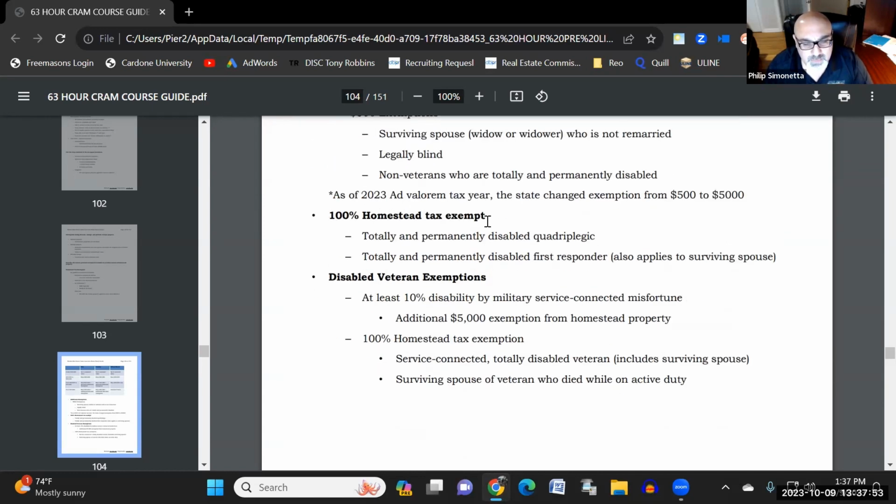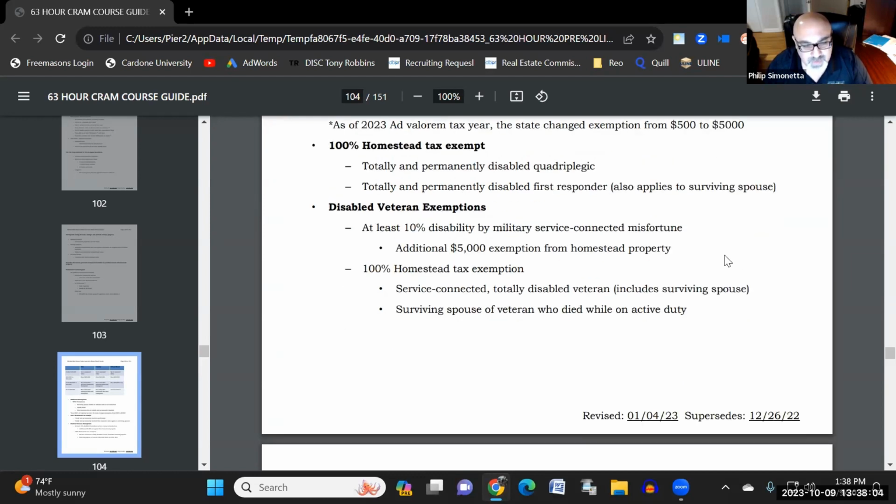100% homestead: totally and permanently disabled quadriplegic, and totally and permanently disabled first responders, which also applies to the spouse. Disabled veterans who are at least 10% disabled, 10 to 99, with service-connected disability, get 5,000 extra. If they're 100% disabled and it's service-connected, a totally disabled veteran, which includes a surviving spouse, they pay no taxes. And the surviving spouse of a veteran who died while on duty pays no taxes either.